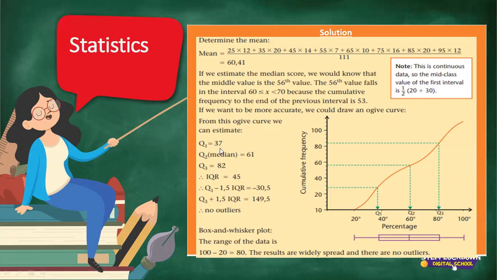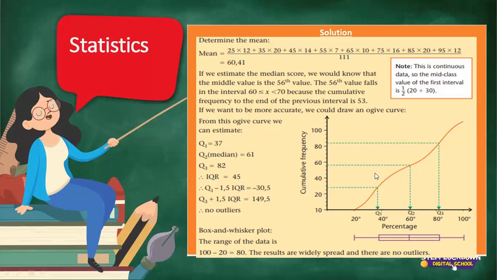So from our Q1 and Q3, we can find our interquartile range, IQR. The interquartile range is Q3, the upper quartile, minus Q1, the lower quartile. The upper quartile is 83 and the lower quartile is 37. So 83 minus 37 will give us our interquartile range, which will be 45. Okay, so those are our values.